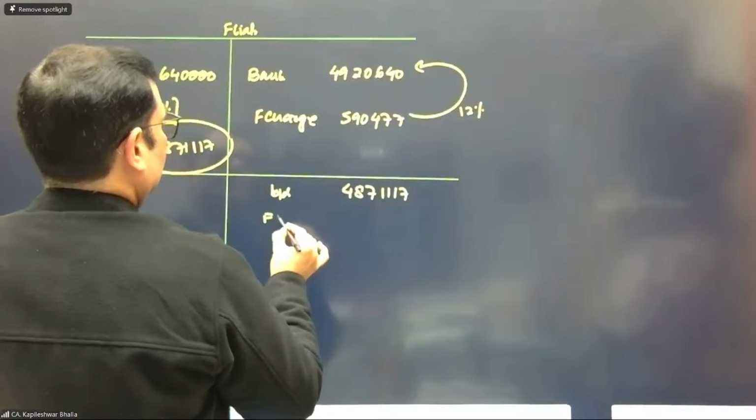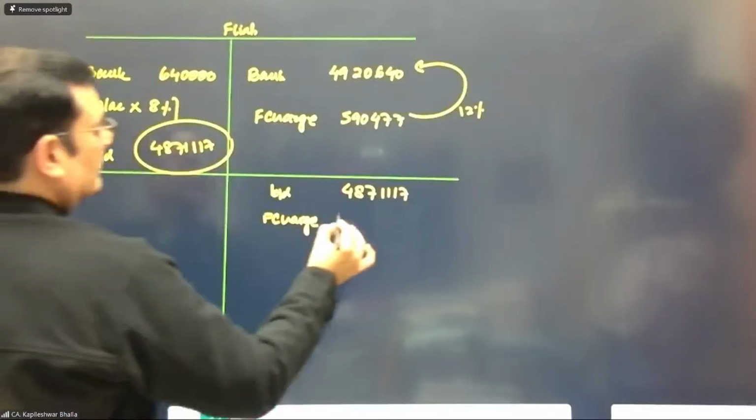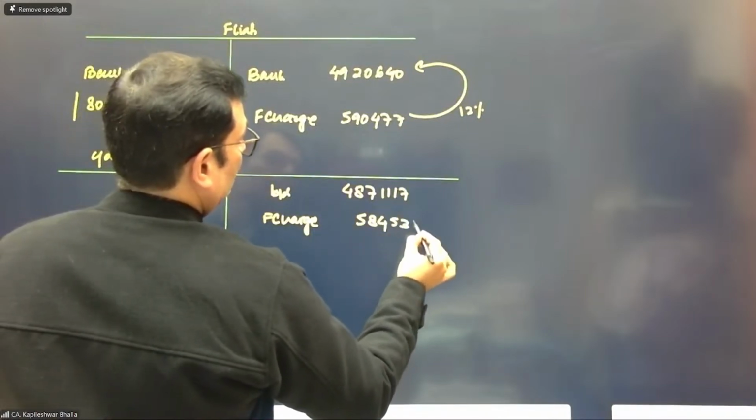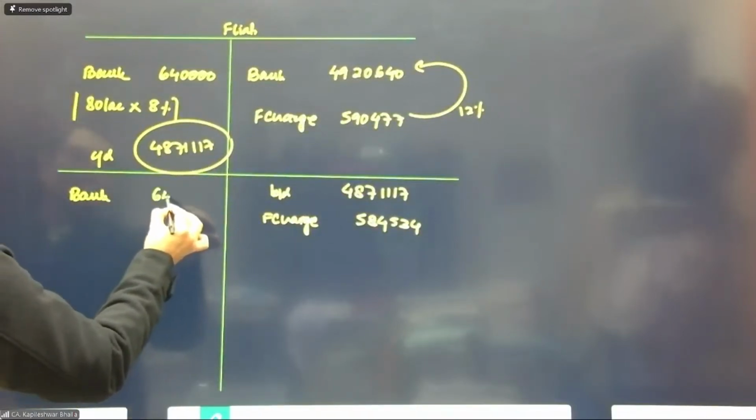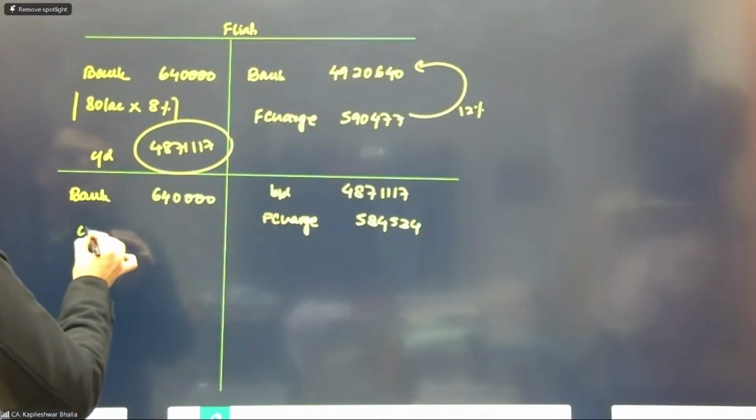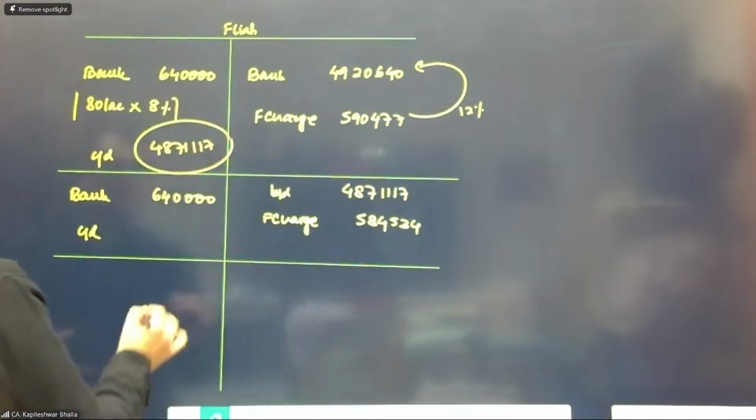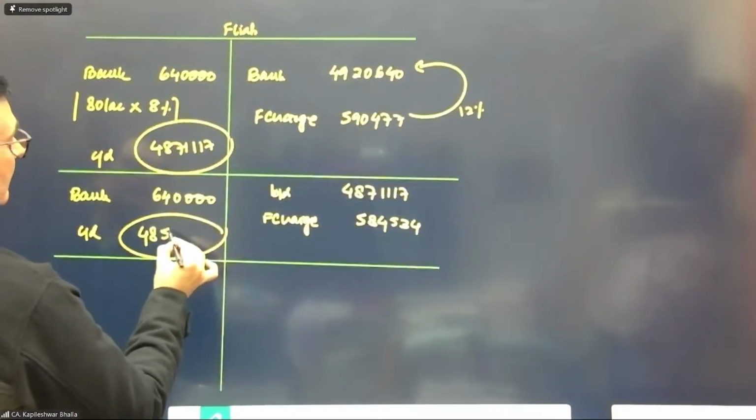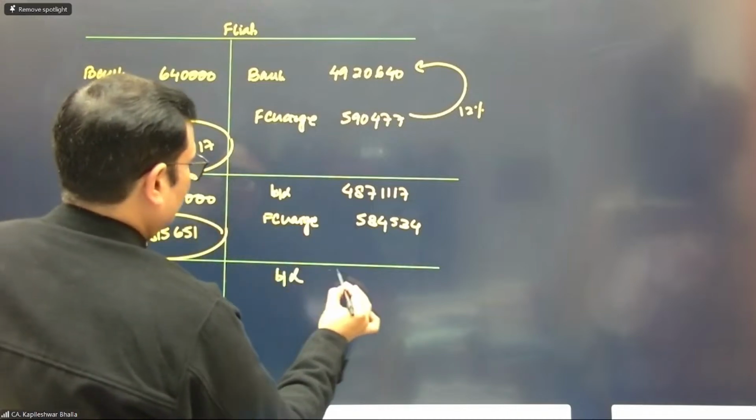So we take the balance BD in the next year, that is 48,71,117. Let's get the finance charge again. 5,84,534. Great. The payment is the same, 6,40,000. And we're going to get the balance CD, the balancing figure again. 48,15,651.